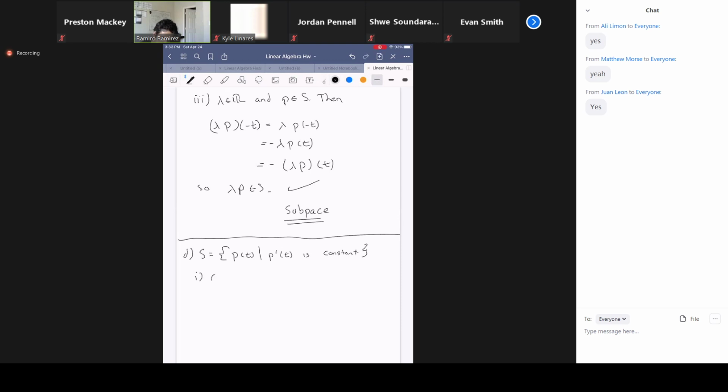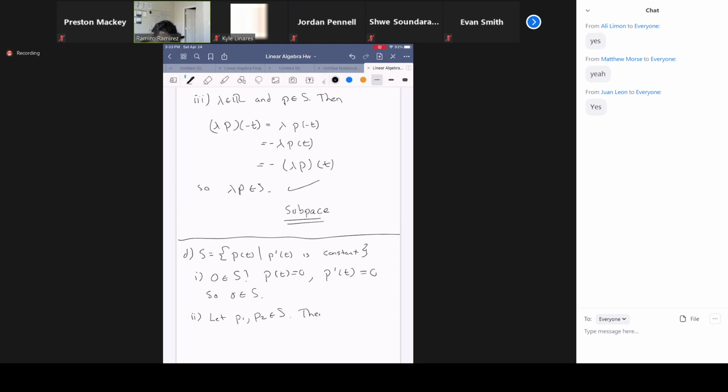Well, again, is 0 in here? Yes, because if P of t is equal to 0, then P prime of t is also equal to 0, which is a constant. So the derivative is a constant, so it's in there. 2. Okay, let P1 and P2 be in S.